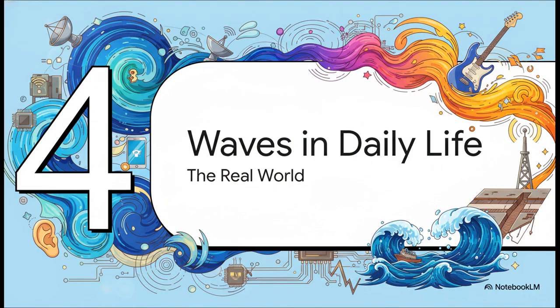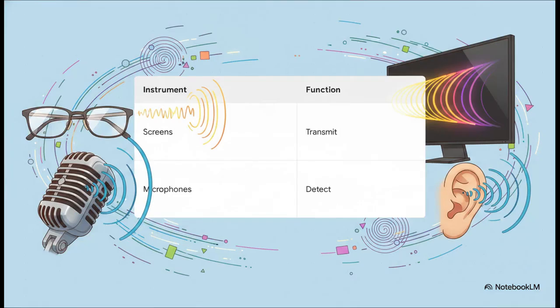Section 4. Waves in everyday life, the real world. And this brilliantly illustrates how we bring abstract physics down to the practical technology we rely on daily. Our everyday instruments are really just sophisticated transmitters or detectors of specific wave frequencies. I mean, consider the actual device you are using to watch this explainer right now.